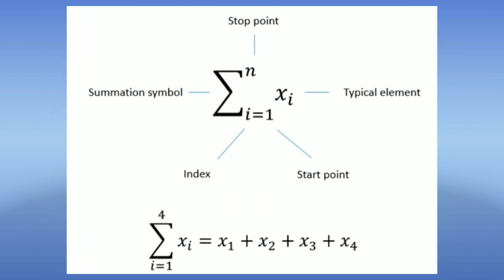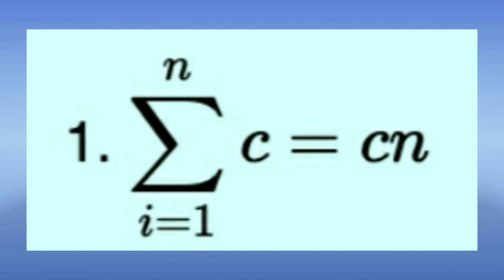Now let's see the symbols and their names. The n is the stopping point or upper limit of summation. I is the index of summation. Number 1 is the starting point, the lower limit of summation. In the middle is the summation sign, and the other variable is the typical element. Our first formula is summation from i equals 1 to n of c, a constant, equals c times n.